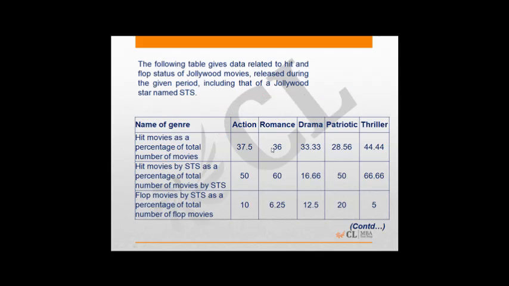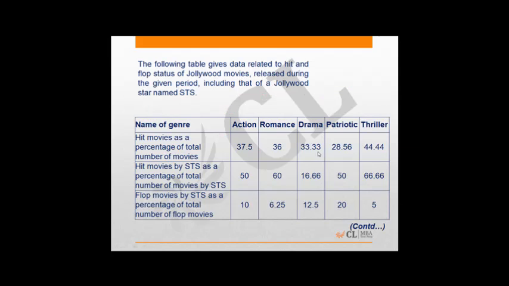12.5 is 1 by 8. 1 by 8 of the total flop movies is given by STS. So 200 into 1 by 8 would give me 25. Next, 20%. 20% of all the patriotic flop movies were given by STS. That means 20% of 55 would be 11. And 5% of 120 would be 6.